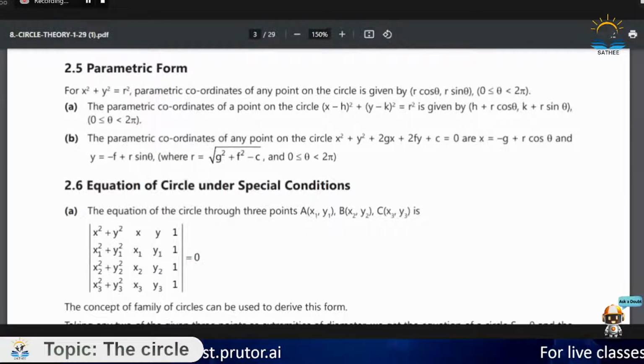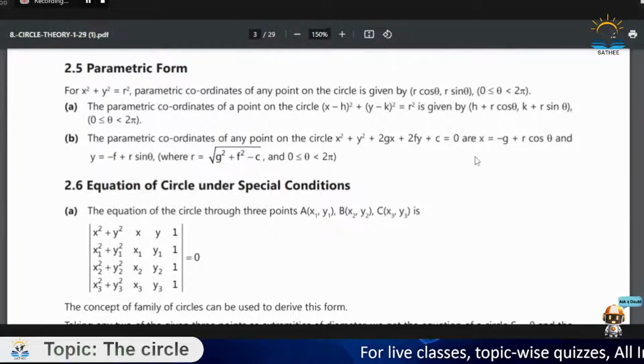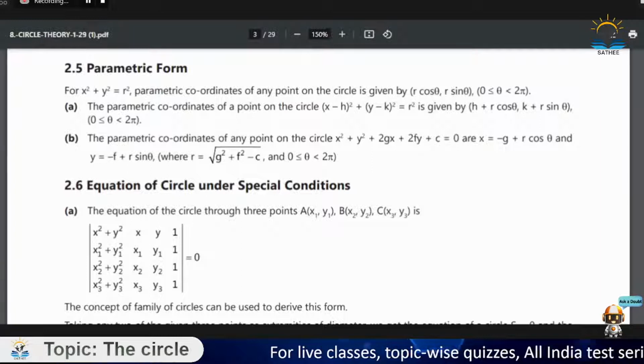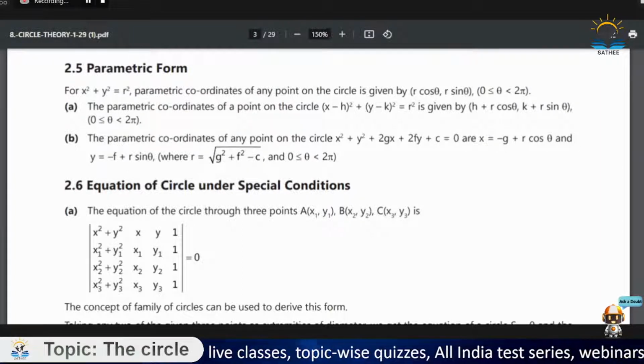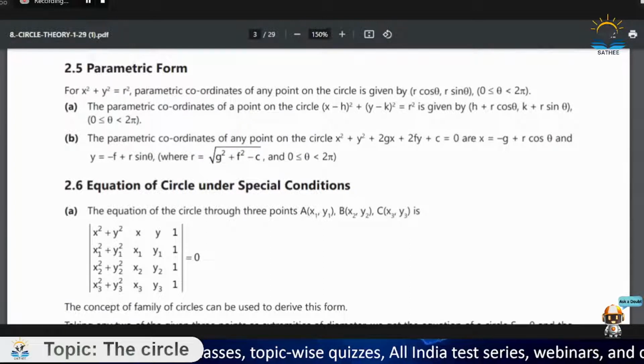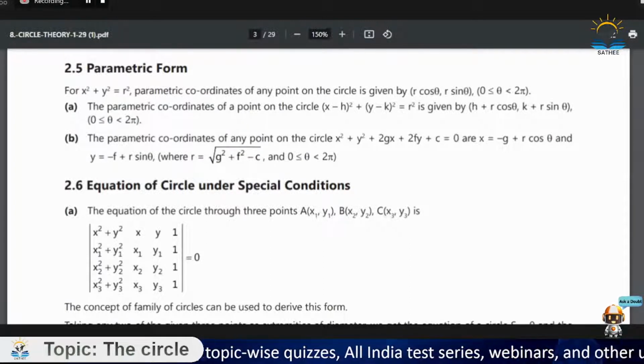Now for the general form of the circle, we know the center is (minus g, minus f). So the parametric coordinates are (minus g plus r cos theta, minus f plus r sin theta), where r is root of g square plus f square minus c.